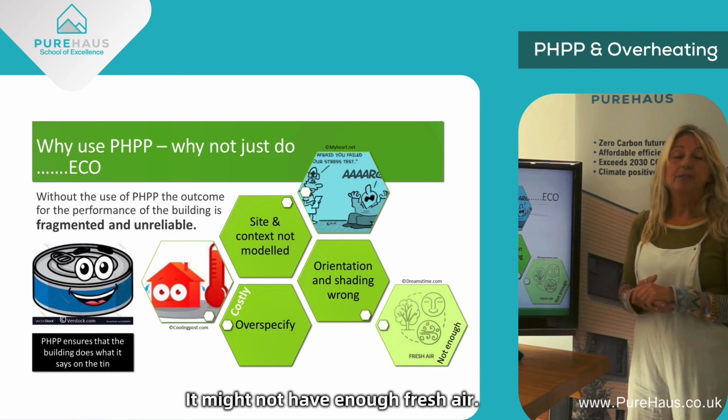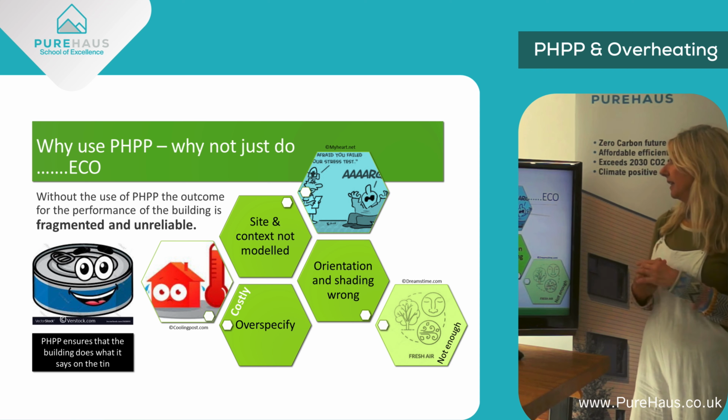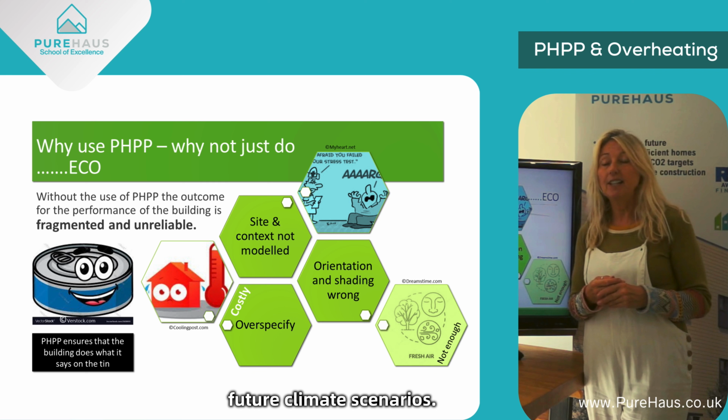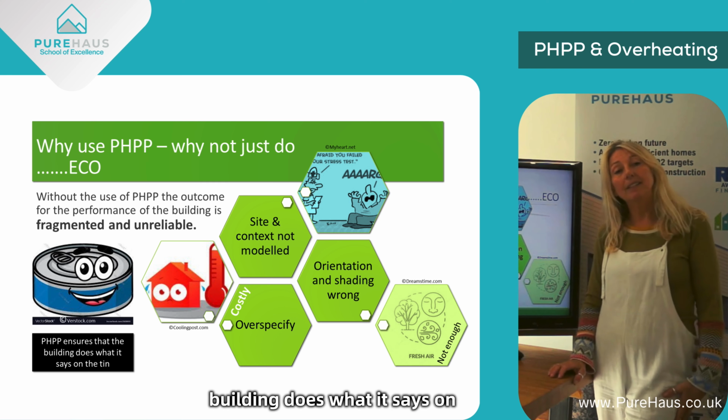It might not have enough fresh air, or it might have too much, causing a dry atmosphere. It may not have been stress tested for future climate scenarios. The PHPP ensures that the building does what it says on the tin.